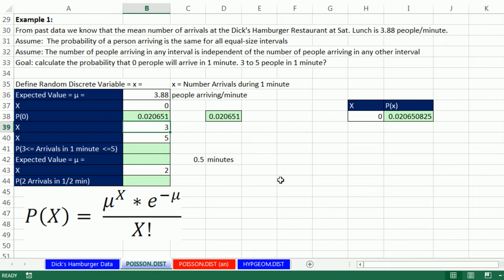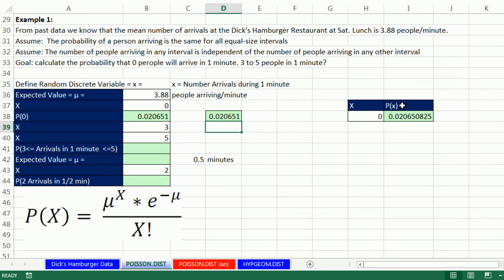Close parentheses and enter. Now, if you wanted to do it longhand, that beautiful formula right here, there is mu, or expected value, raised to the x times, and that's how we get our e, exponent 1, raised to the minus mu, or expected value, divided by factorial x. We don't want to do it that way, though.